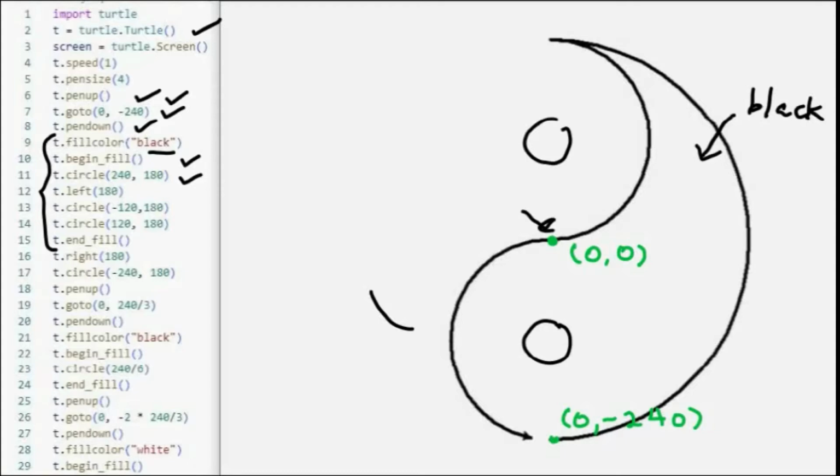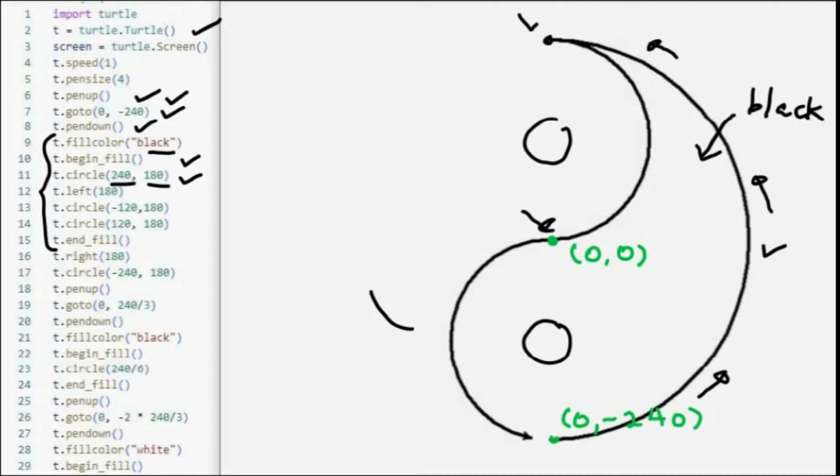The arc is coming from a big circle whose radius is 240, and the arc is generated over an angle of 180 degrees. So this arc over here on the right side is actually the arc corresponding to a semicircle. So this is how we generate the arc on the right side of the screen. Okay, we go until we reach this point over here.